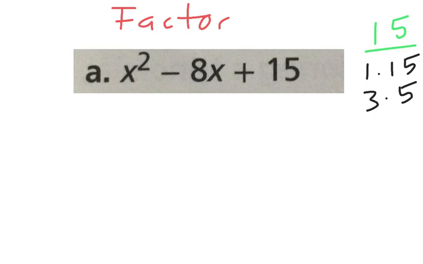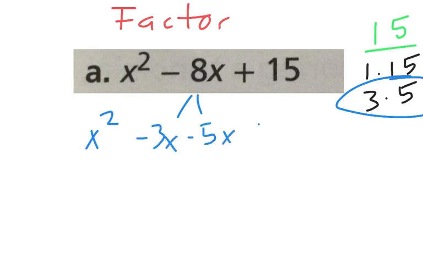Now, because the c term is positive, that means that my factors have to have the same sign. And that sign they're going to have is negative. They are both going to be negative. The thing where I screw up is carrying. So I'm going to rewrite the b term as negative 3x minus 5x.